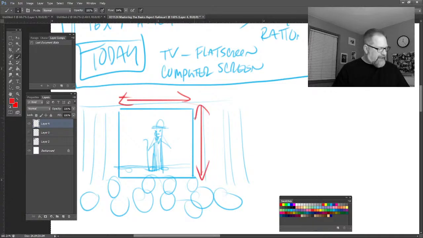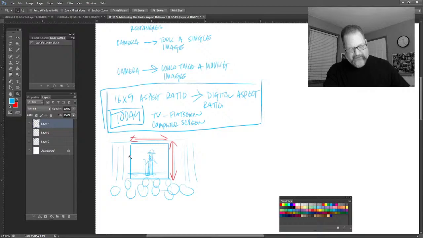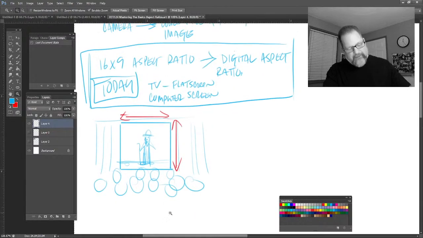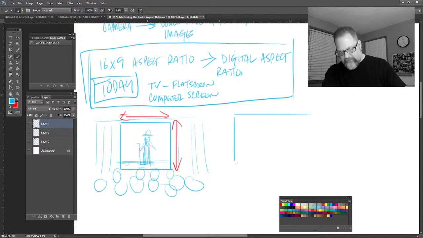So how did that work? How did the camera work itself? Pretty much the way it worked is whatever fit on that film. And the way that it would work, let me just draw that real quick. Boy, we're really going deep today. Deep on the knowledge. Okay, so I'm going to draw a film strip.